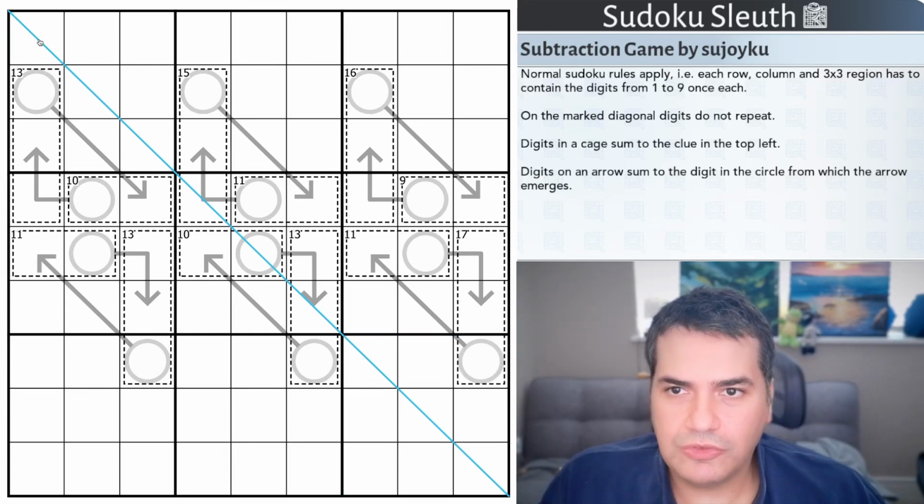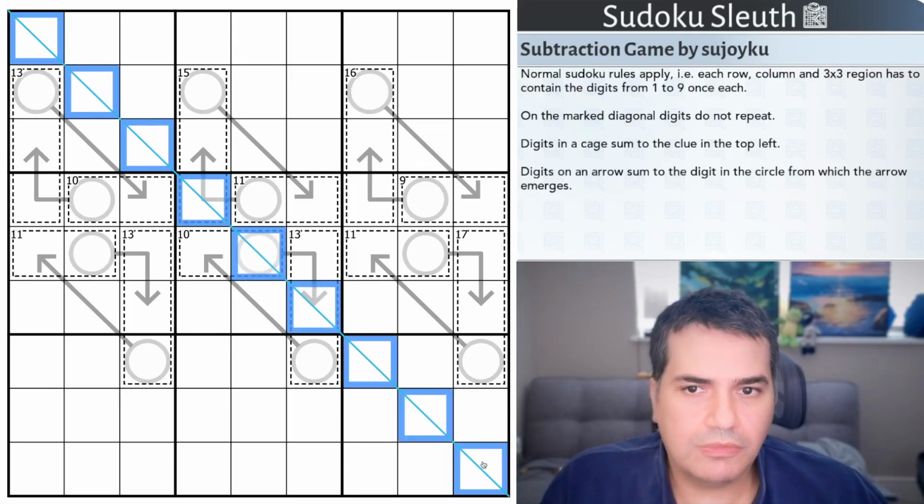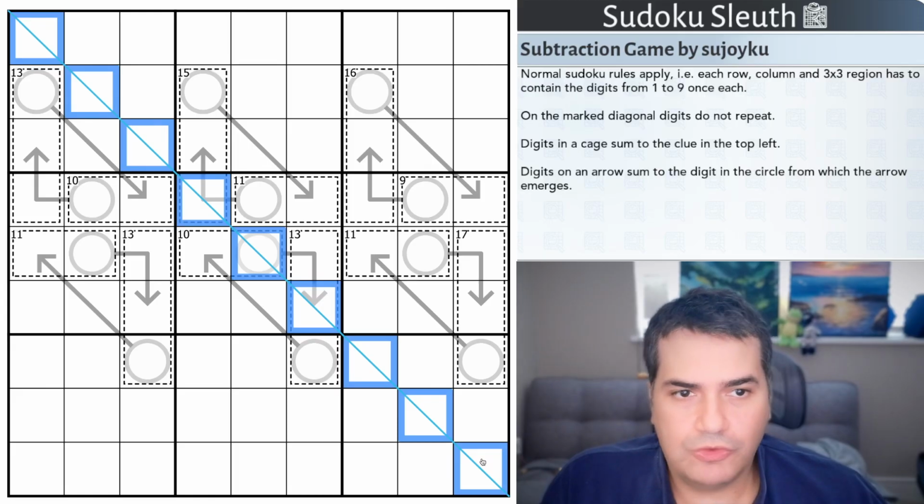Then we have the marked diagonal. Can I actually select it this way? No, that was a bit too ambitious. Let's see if I can do that. Super. So on this blue diagonal line, and there's only one of them, I can only place the digits once each. They cannot repeat. Here's a bit of a clue: there are 9 cells. You will need the digits 1 to 9 again.